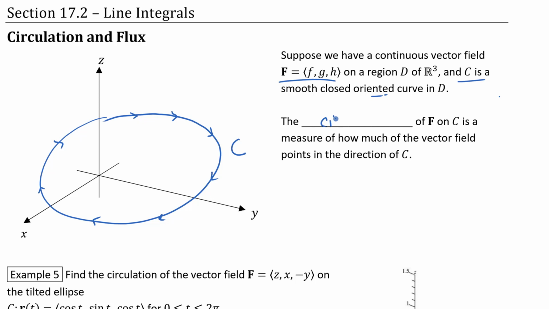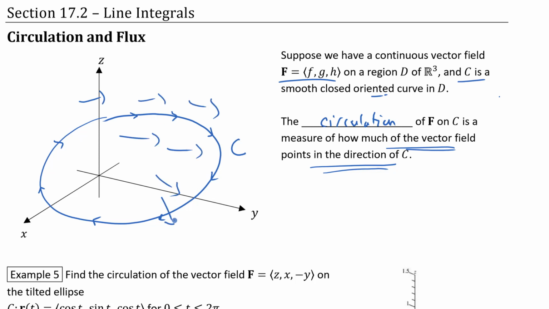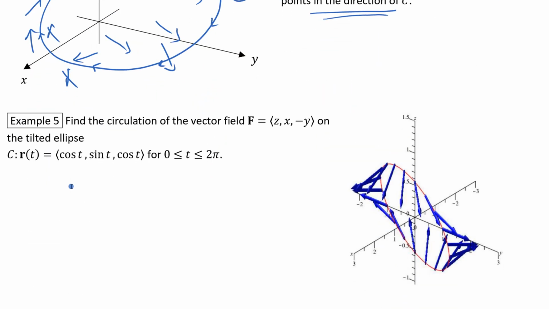The circulation of F is the measure of how much of the vector field points in the direction of C. So if you have a vector field that's maybe pointed like this, maybe it angles down over here, maybe it curves back over here. How much of that vector field points in the direction of C? Okay, so let's do an example.